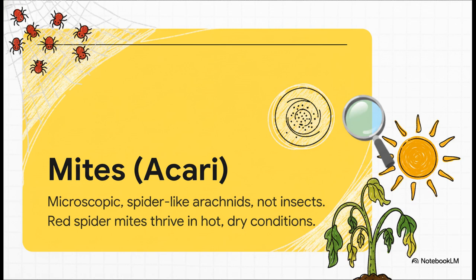Now let's get one thing straight, because this is a big one. Mites are not insects. They're arachnids, so they're actually more like tiny spiders, and that's a huge distinction. They're often microscopic, so they're super easy to miss, and the infamous red spider mite, it absolutely loves hot, dry weather, which of course is when the plant is already stressed out. Talk about a perfect storm.